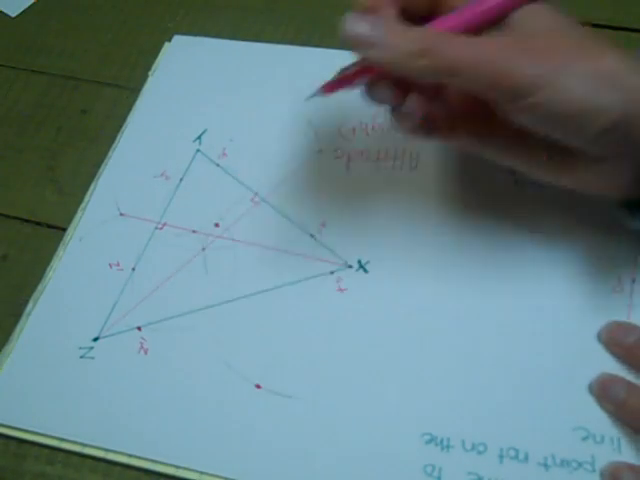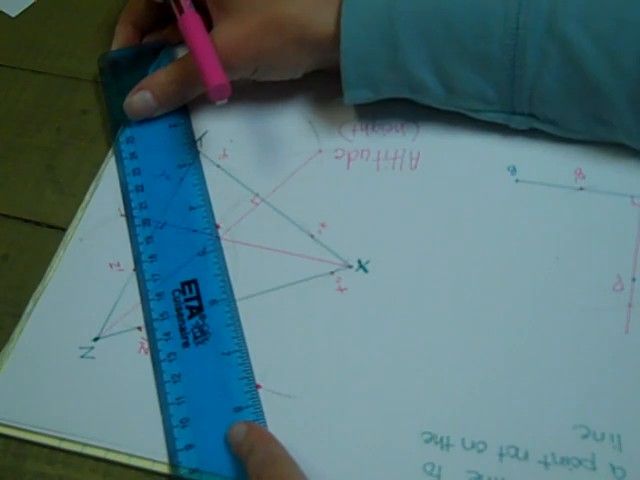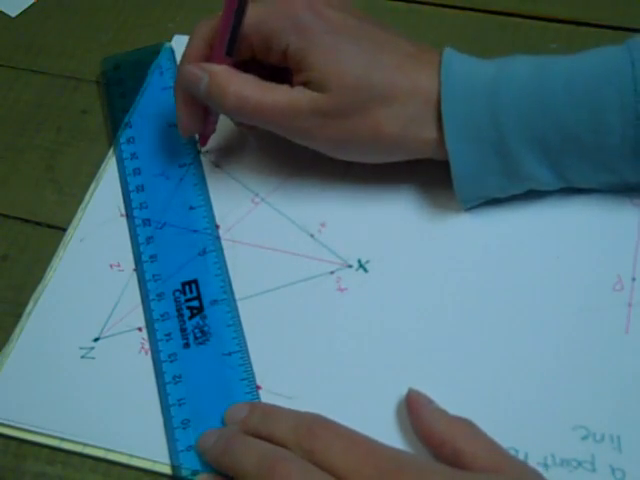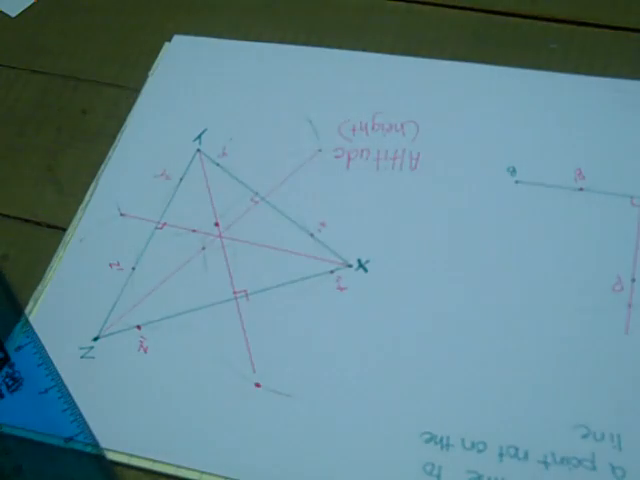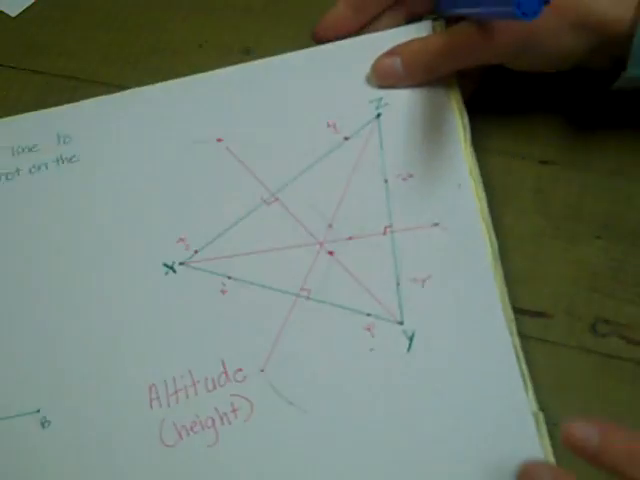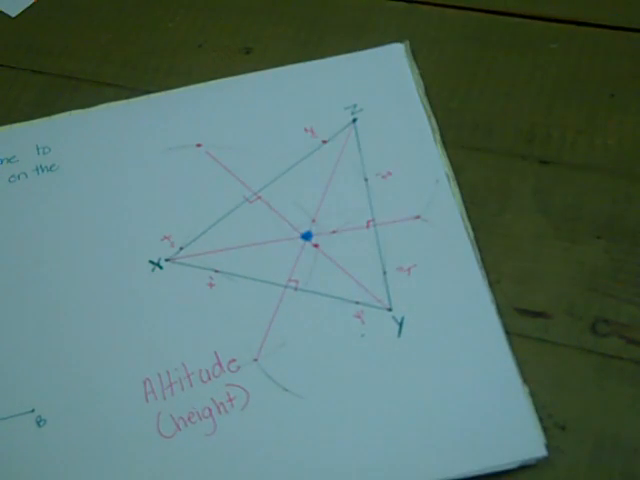I'm going to make them a little darker so you can see them. And I'm going to line them up with Y. Again, if all three of them line up, then you did this correctly. And then there would be my third altitude. And just like the other two diagrams, all three of our altitudes intersect at a common point.